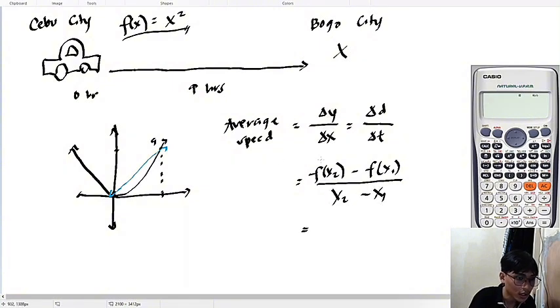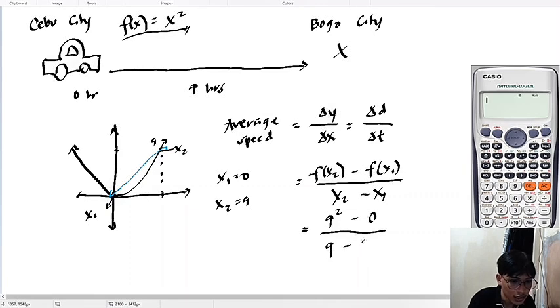Now, atong i-substitute. Atong x sub 2 is 9. We have x sub 1 equals to 0 and x sub 2 equals to 9. Because at this point, x sub 1 man and this will be your x sub 2. Now, i-substitute na to. We have x squared. 9 squared is 81 minus f(x sub 1), simply 0. And x sub 2 na to is 9 and x sub 1 na to is 0. So we have here 81 divided by 9 is simply 9 km per hour.